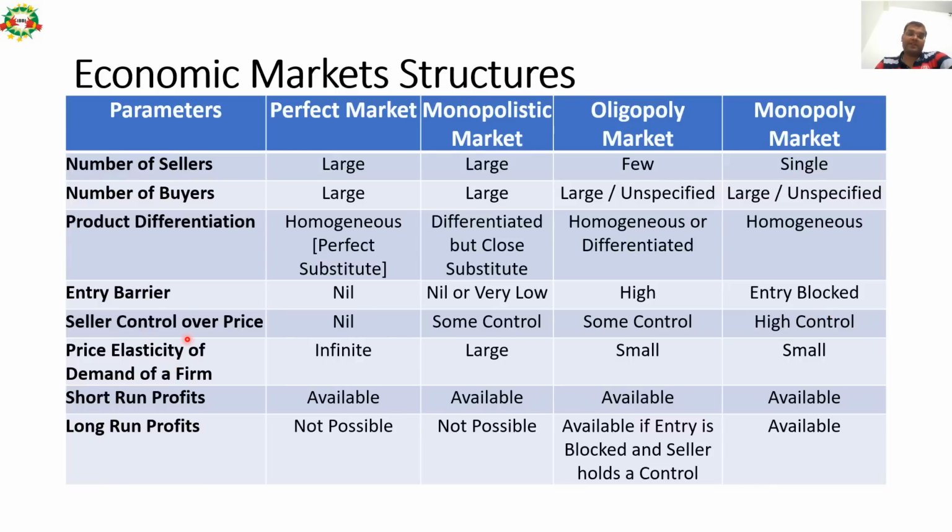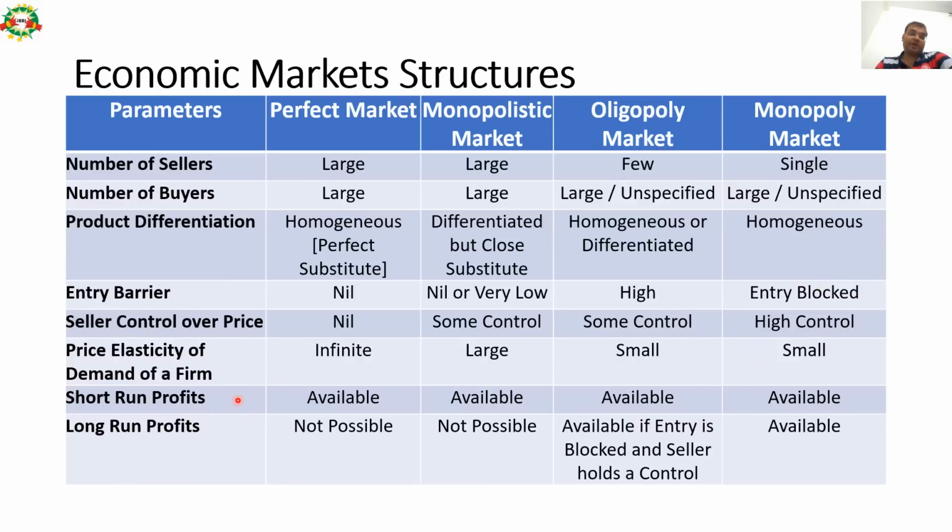Seller control over price. In case of perfect market, there is no control of seller over price. In monopolistic, the seller has some control. Oligopoly again has some control, but in monopoly, seller has huge control over price of the item.